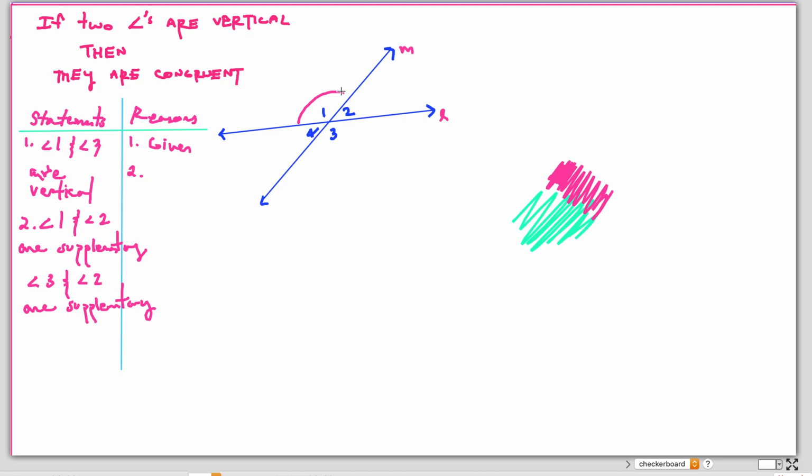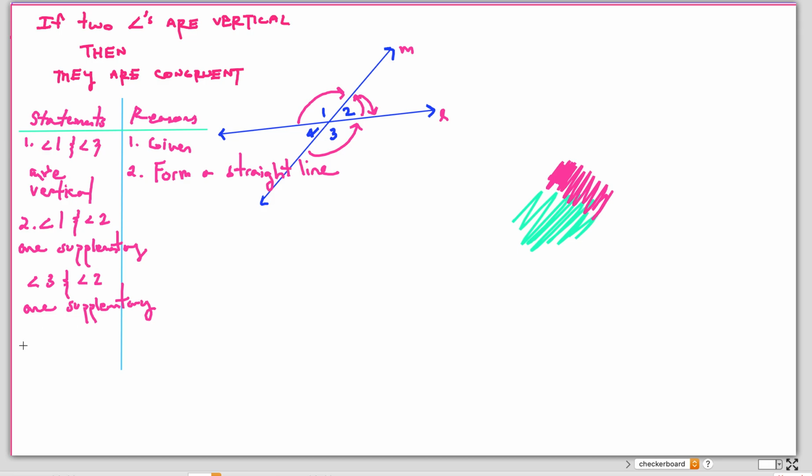If I go through 1 and then I go through 2, I've gone a full 180 in this straight line right here. If I go through 3 and then I go through 2, I've gone through the full 180, the straight line right here, M. So they form a straight line. It's also called linear pair, but it's okay. We'll just say form a straight line. I feel like if we just say form a straight line, that is reason enough. Okay, they form a straight line together.